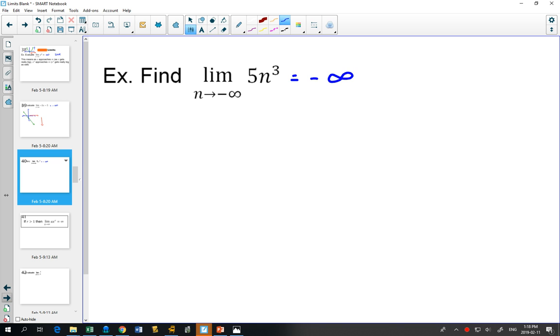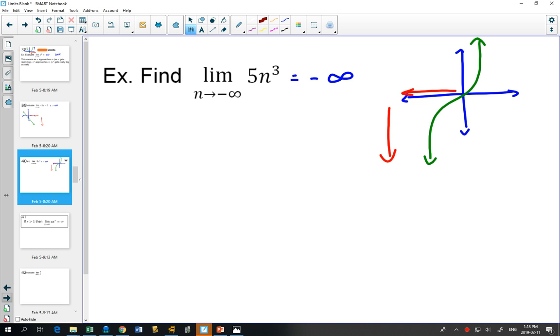Now, if you were to graph this from last semester, an x cubed graph with a vertical stretch by 5 looks like this. And as we go this way, as x gets very big, you can see that your y values get larger and larger negative values.